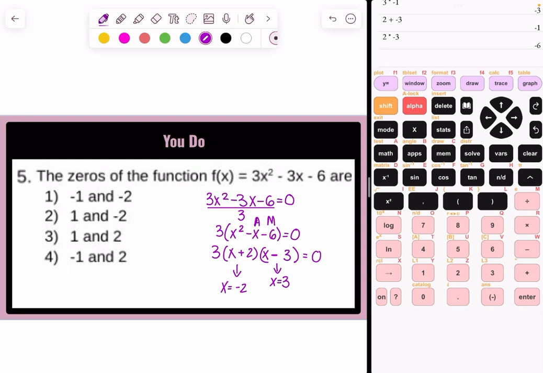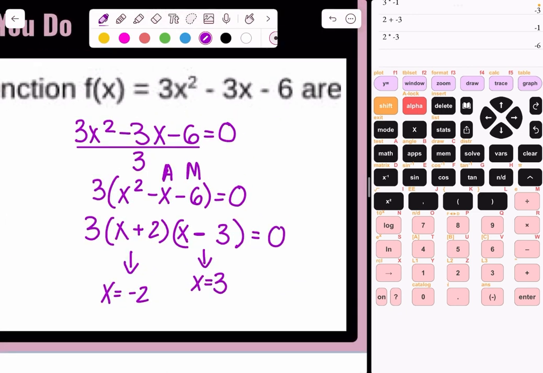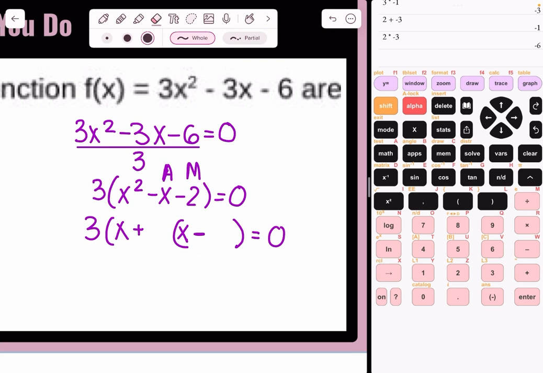2 and negative 3. Oh my gosh, I did the same mistake again. Negative 6 divided by 3 is negative 2. Please don't make the same mistakes that I'm making, even though it's great for you to see these mistakes.